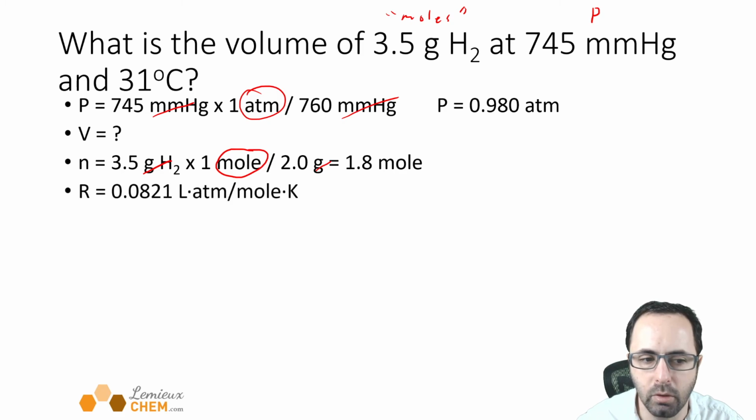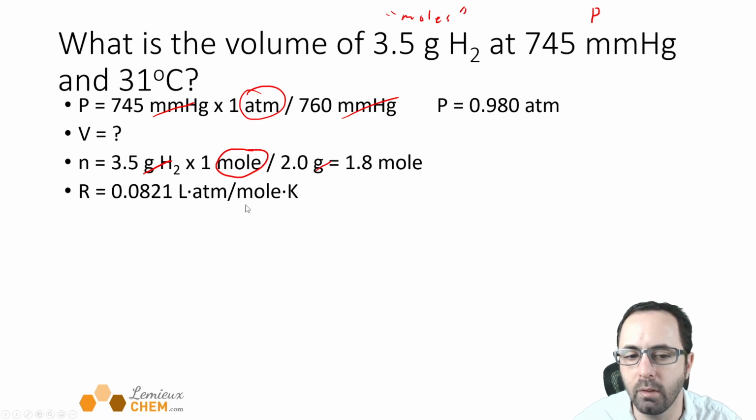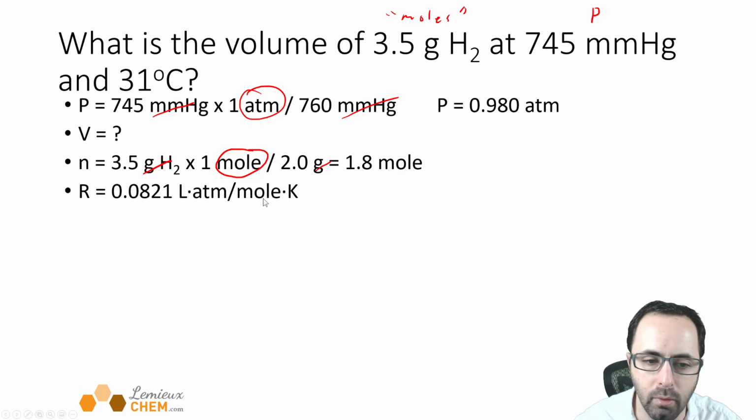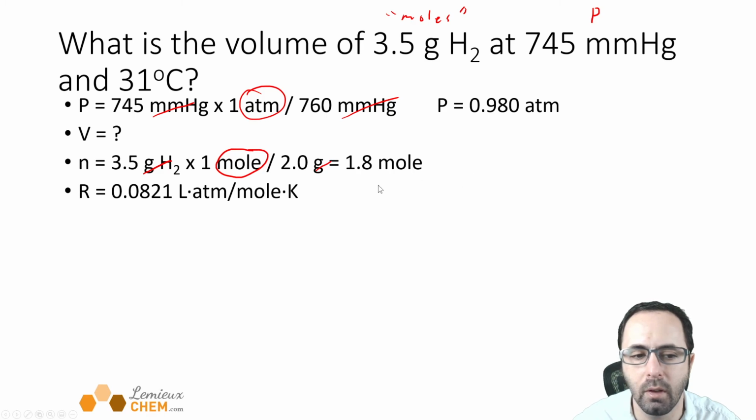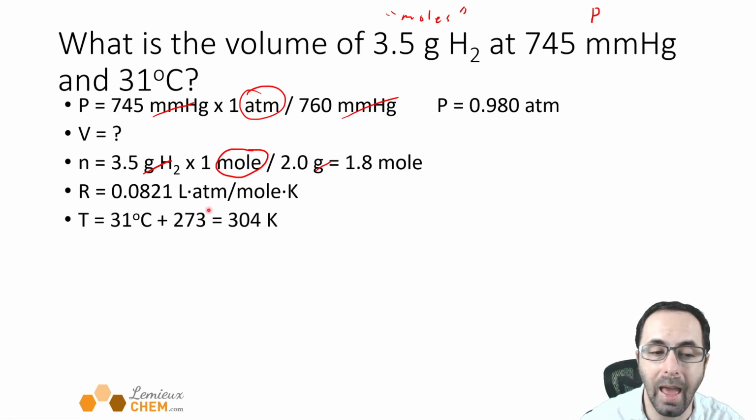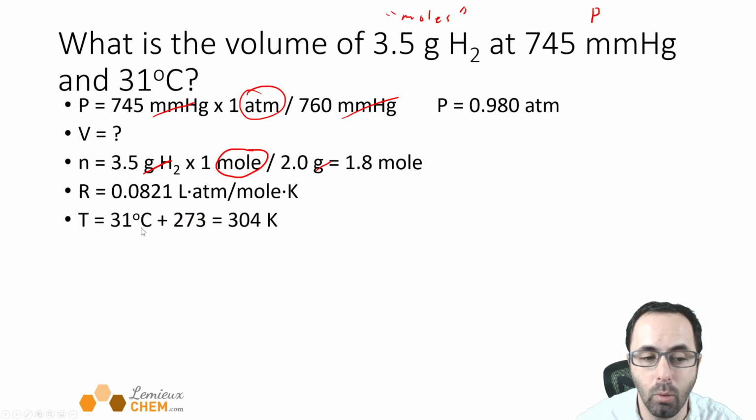Next, R is always the same thing, 0.0821 liters times atmospheres divided by moles divided by Kelvin. Always the same thing. But notice the units. Atmospheres for pressure. That's why we needed to calculate pressure in atmospheres. Moles, not grams. That's why we couldn't leave this in grams. We need to use the molar mass to convert to moles. Finally, temperature needs to be in Kelvin. So we're going to take 31 degrees Celsius and add 273. 31 plus 273 gives us 304 Kelvin. Now we're ready to go.